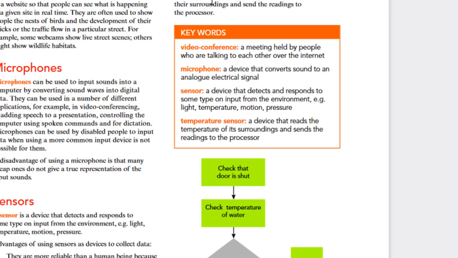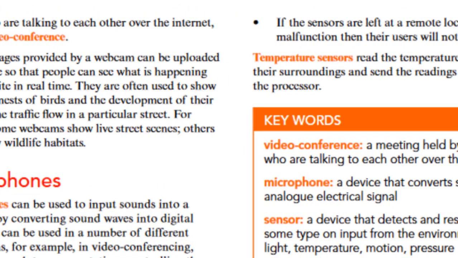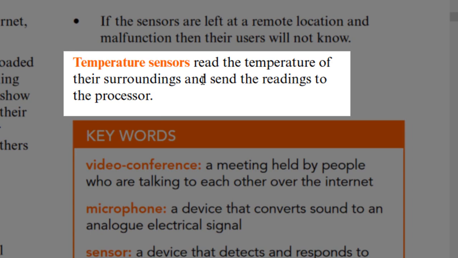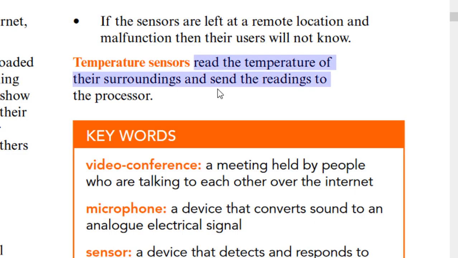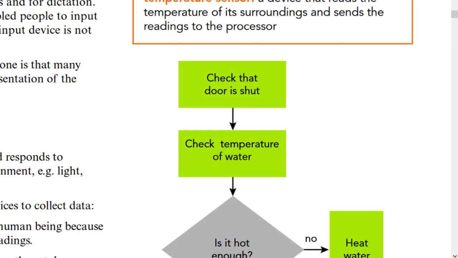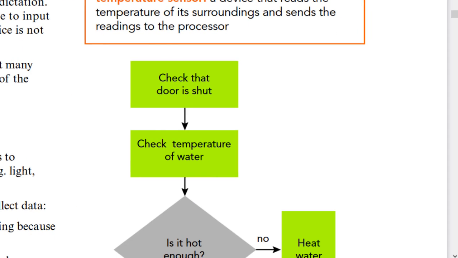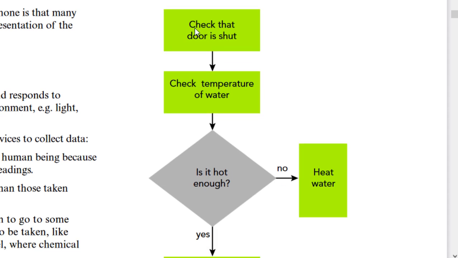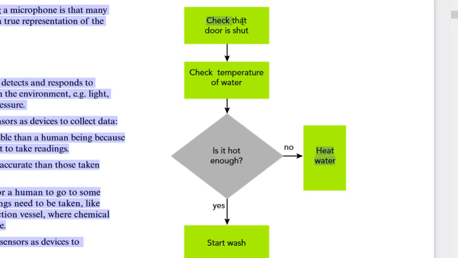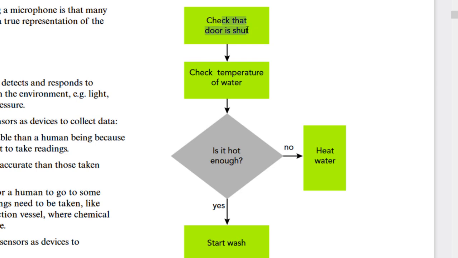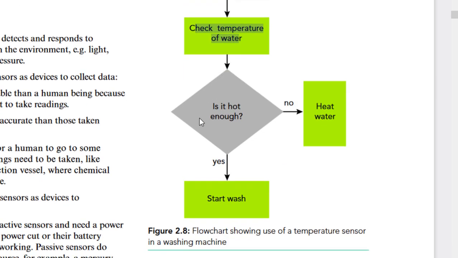Okay, so let's move to temperature sensors. Temperature sensors read the temperature of their surroundings and send the readings to a processor. Let's read a little bit. I think this is how the washing machine works with its sensors. So first it checks if the door is shut, the door of the washing machine, and then it checks the temperature of the water. If it's hot enough, then start washing the clothes. If it's not hot enough, then heat it up. And if it's hot enough, then start washing the clothes, right?